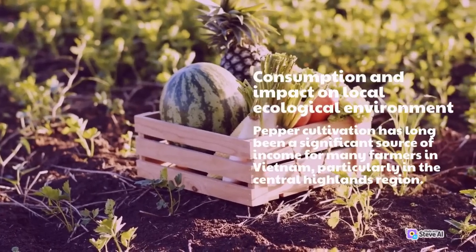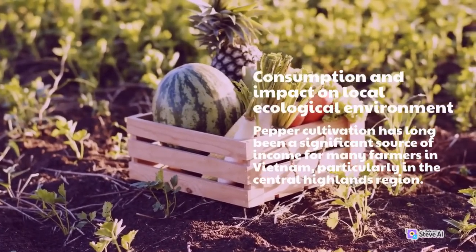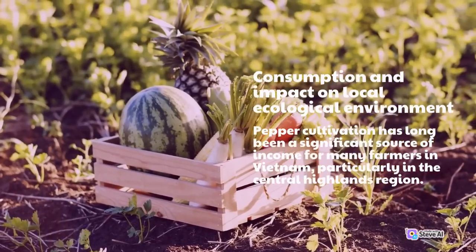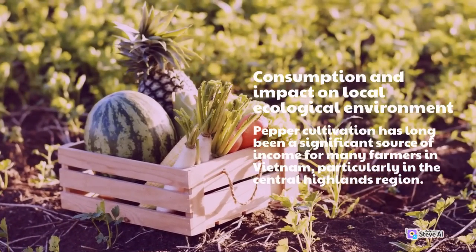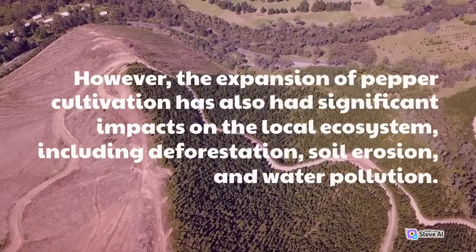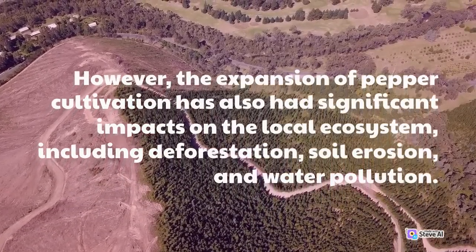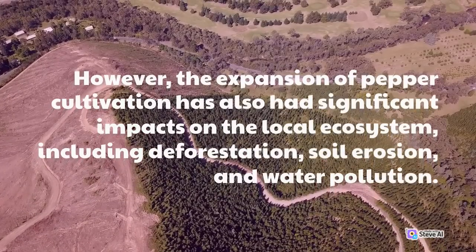Consumption and impact on local ecological environment. Pepper cultivation has long been a significant source of income for many farmers in Vietnam, particularly in the Central Highlands region. However, the expansion of pepper cultivation has also had significant impacts on the local ecosystem, including deforestation, soil erosion, and water pollution.